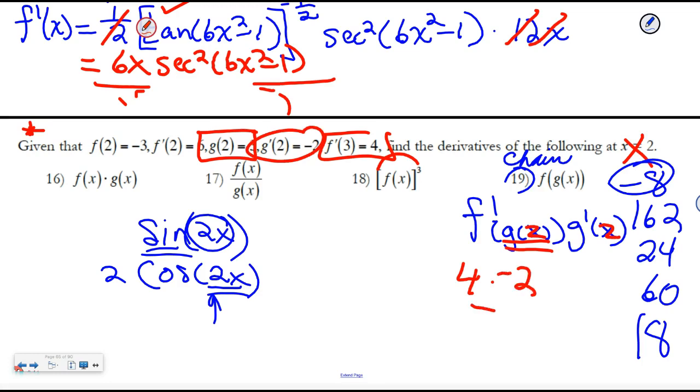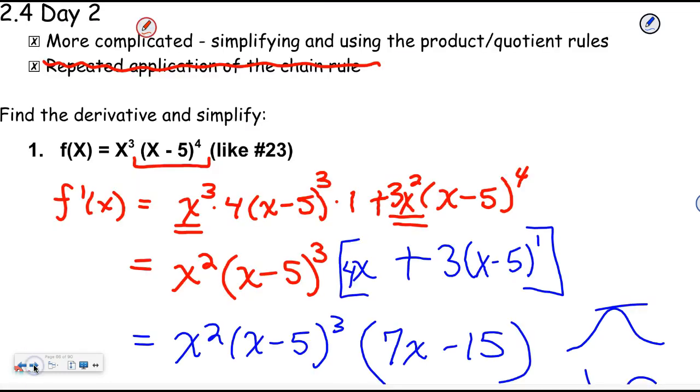So the people who had negative 8 yesterday, you were correct. And I saw it, but who had it? I saw a negative 8 someplace, but there weren't a lot of them. So keep that in mind because it's coming back at you.